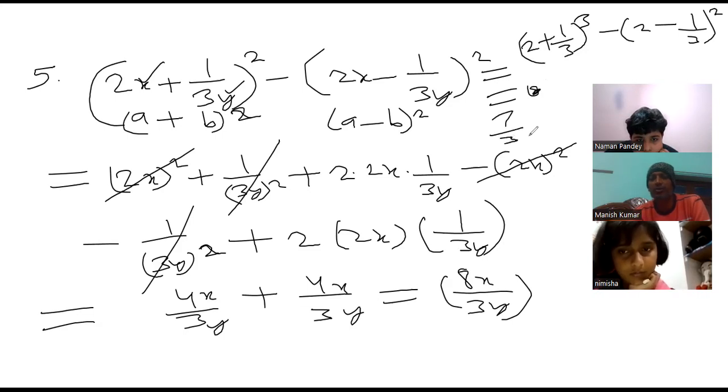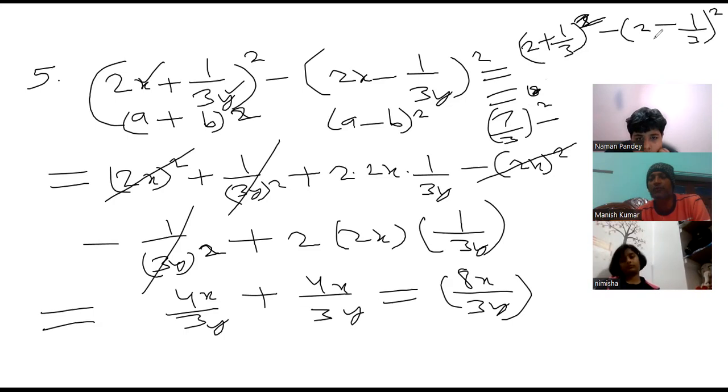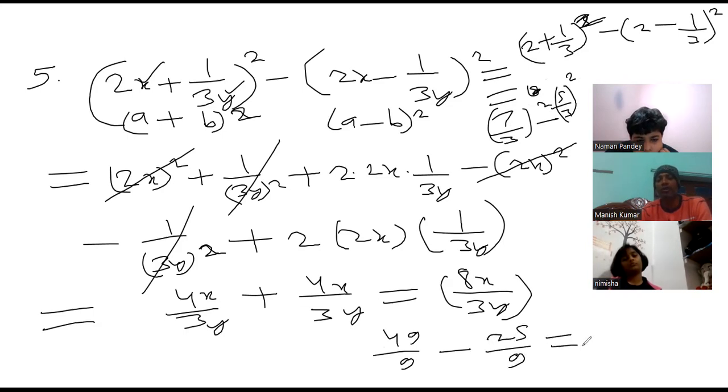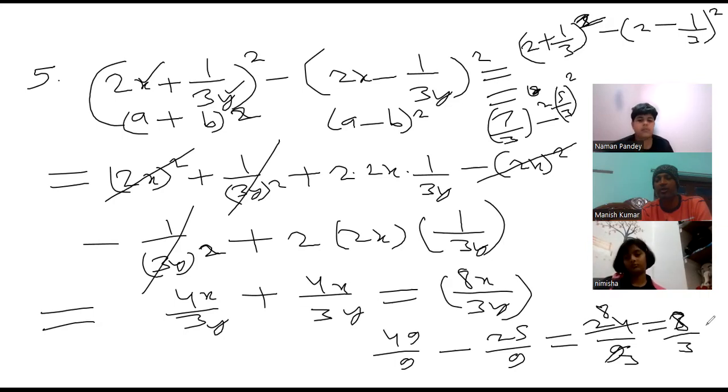7 by 3 whole, this is square, no? Square, okay? Minus, this will be how much? 2 minus 1 by 3 means 5 by 3. Minus 5 by 3 whole square, okay? Now 7 by 3 whole square means 49 by 9, minus 5 by 3 whole square means 25 by 9, equal to 49 minus 25 will be 24 by 9, that is 8 by 3 you are getting by taking x and y as 1. Now the option which is given, 8x by 3y, will also be 8 by 3 when we take x as 1 and y as 1.